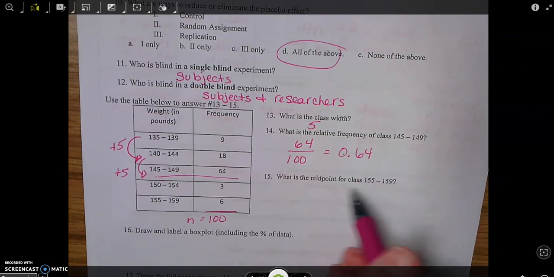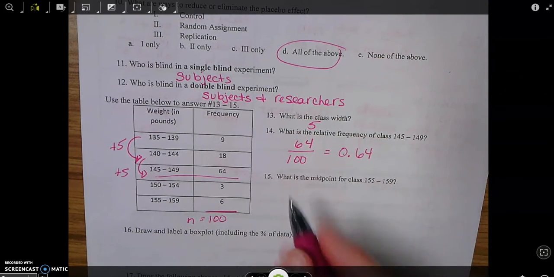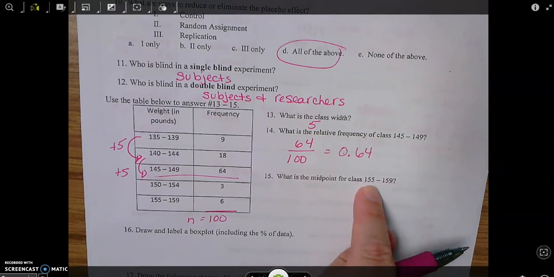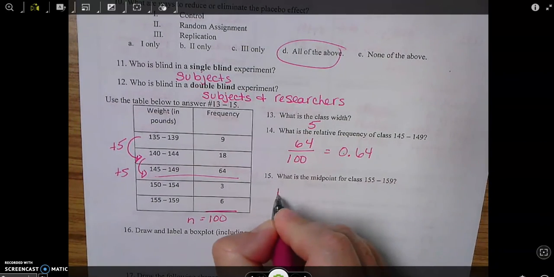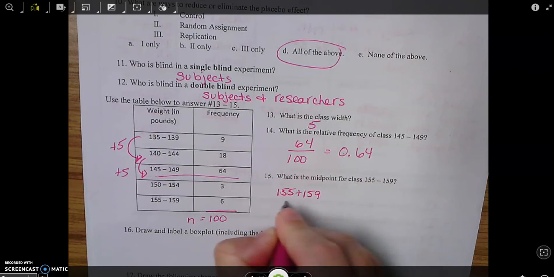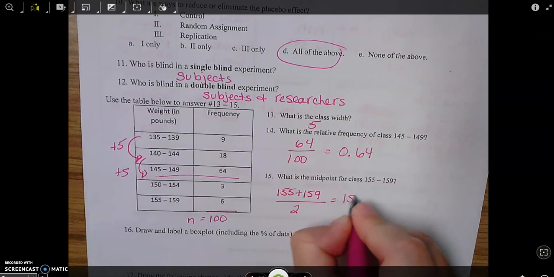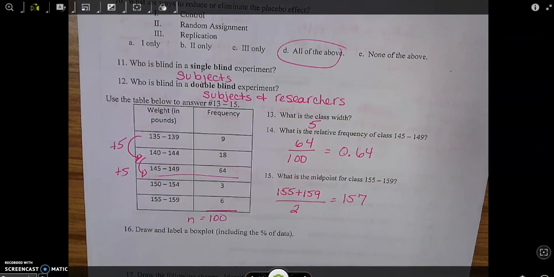Now, the midpoint of 155 to 159, meaning what number is in between. Now, if you cannot tell that it's 157, there's an easy way to double check. We're going to add the two numbers together and then divide by 2. And you will get 157.